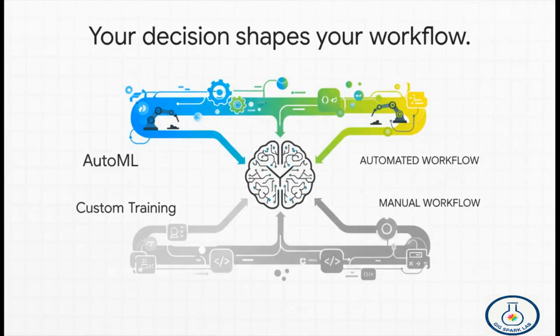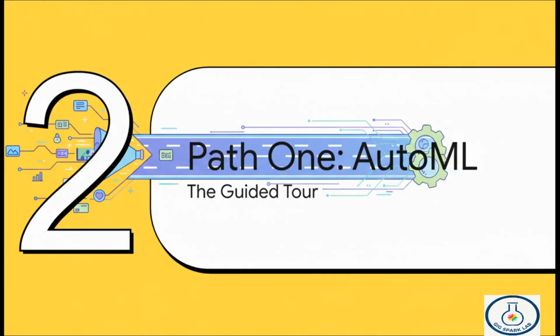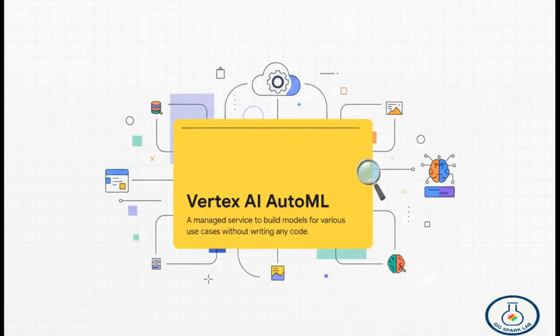Okay, first up, let's check out the path that's all about speed and simplicity: AutoML. You can think of this one as the express lane to getting a powerful AI model up and running. Right, so AutoML is really all about getting from your data to a working model as fast as humanly possible, and a lot of the time, you can do it without writing a single line of code. It's the AI development fast track. So what is it really? Well, with AutoML, you're not exactly building a model from scratch. It's more like you're taking Google's incredibly powerful, battle-tested models and just customizing them with your own data. All the super complex stuff, the model architecture, the training process, it's all handled for you.